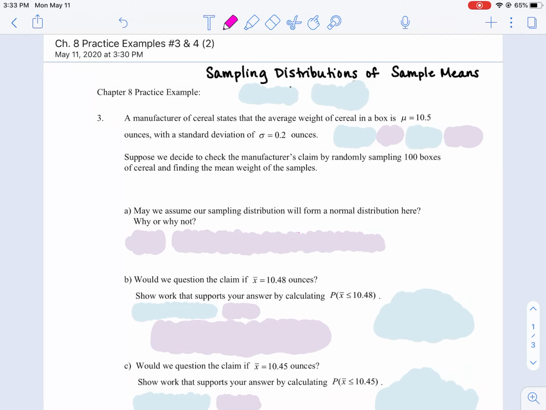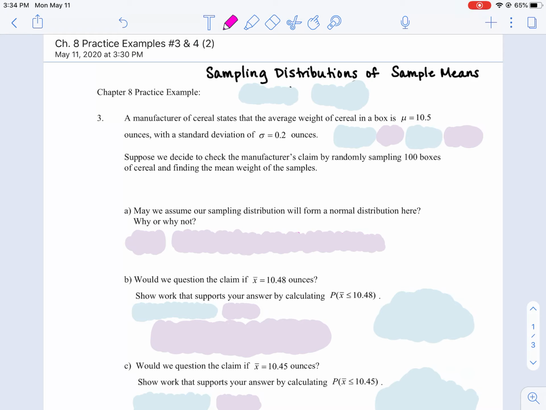Hello, everyone. So this is going to be a little bit of a review worksheet for our eventual Chapter 8 quiz. We basically have two different types of situations going on with sampling distributions. We have sampling distributions of sample means, and we have sampling distributions of sample proportions. So you can print this worksheet out or you can just work along with it.